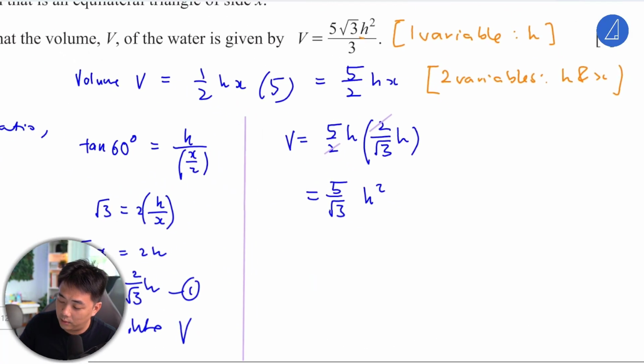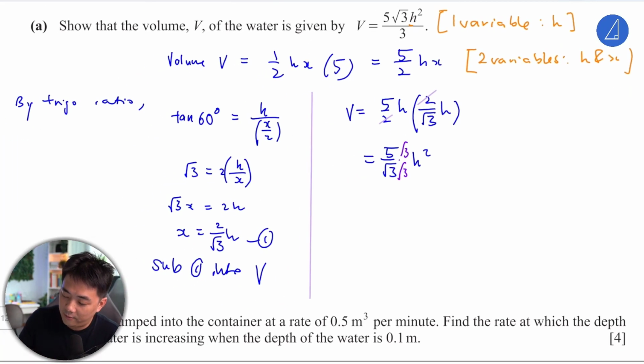Do we need to rationalize? Yes, we do. So I'm going to just multiply by root 3 on the top and the bottom. I'll get 5 over 3 root 3 h squared.